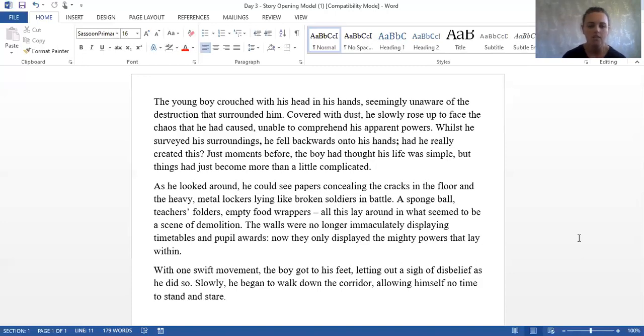So, the young boy crouched with his head in his hands. He was unaware of the destruction that surrounded him. He was covered with dust. He slowly rose up to face the chaos that he had caused. He was unable to comprehend his apparent powers. He surveyed his surroundings. He fell backwards onto his hand. Blah, blah, blah, blah.